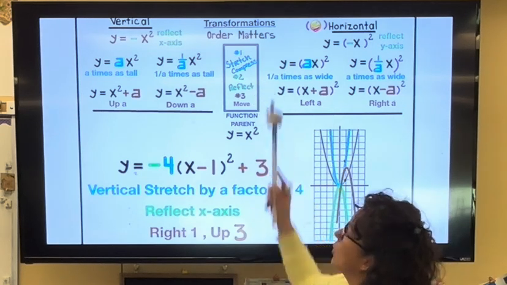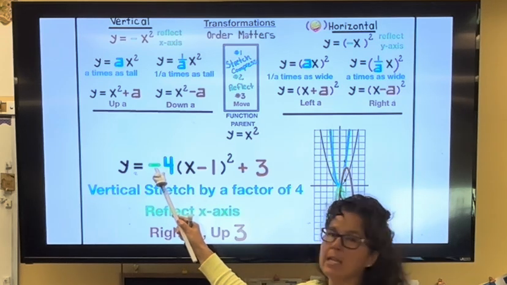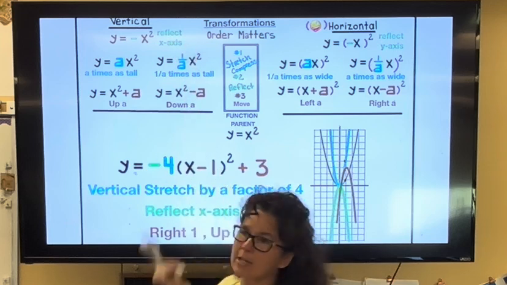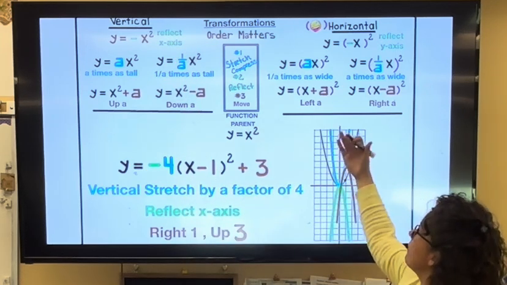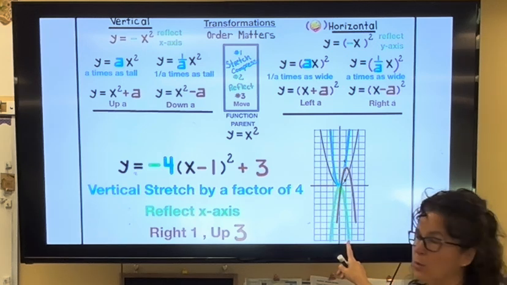Next thing I'm going to look for is any reflection. So looking for the negative, and I see a negative right here. That negative is outside of grouping symbols, so we're going to reflect across the x-axis. Taking the blue one and flipping that across the x-axis, I end up with this green one.